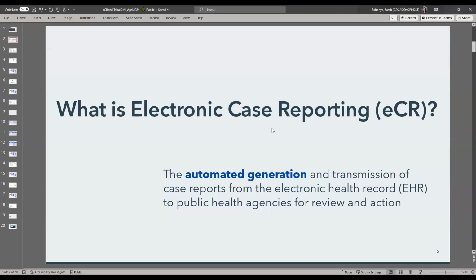So I'm going to talk about what electronic case reporting is, and just go through the process. It's complex, and so if you don't understand all of the terminology, that's fine. We don't really expect that from everyone, but just want you to understand the data flow. And then, of course, if you have questions, you can always reach out to us for more of that technical explanation. Electronic case reporting is the automated generation and transmission of case reports from the electronic health record to public health agencies for review and action.